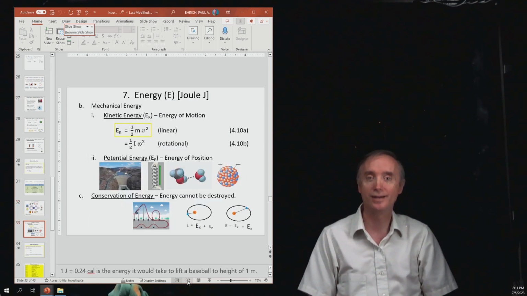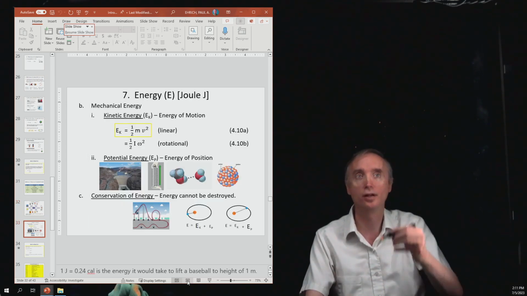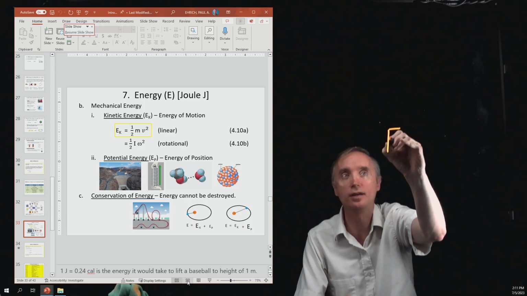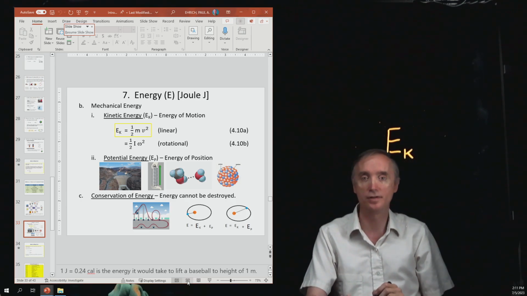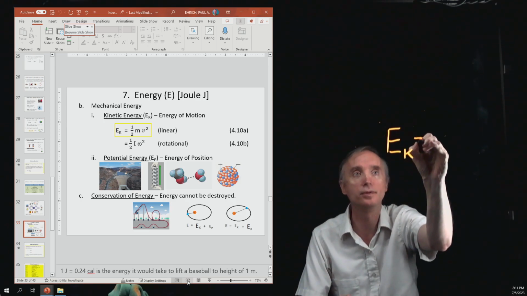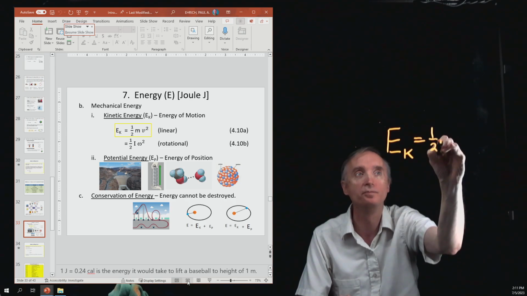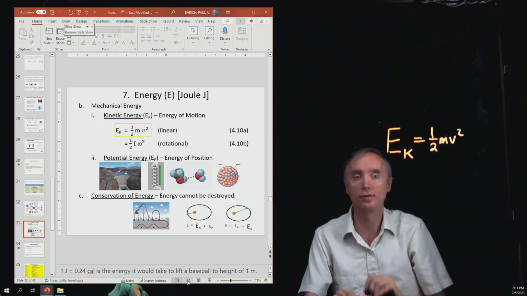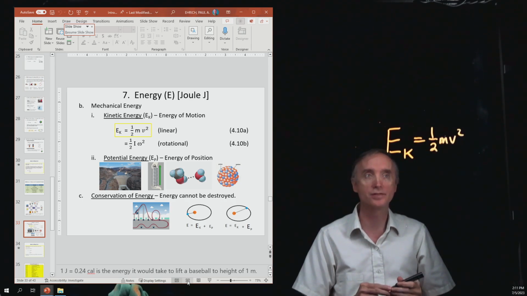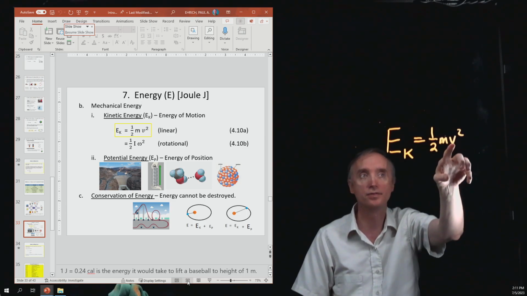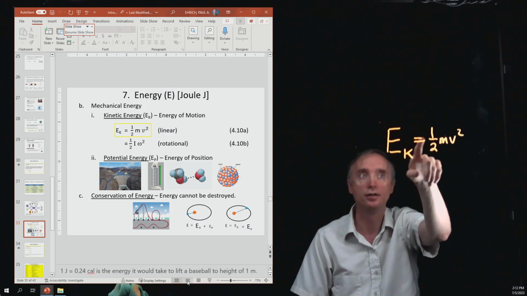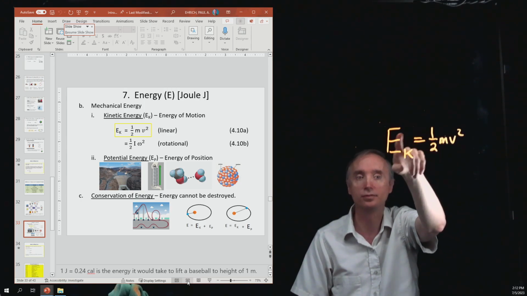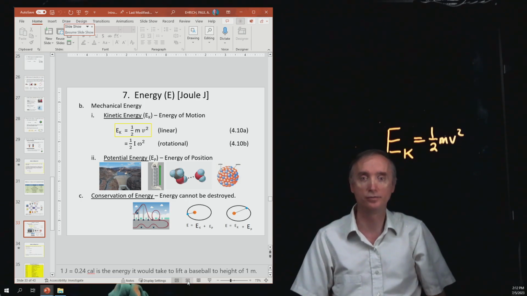So let's talk about kinetic energy. So this is a formula that you need to know. So E for energy, and then we put a K to indicate that it's kinetic energy, is going to be equal to 1/2 mv squared. So it's going to depend on the mass of the object and then the speed of the object. The faster it's moving, the more energy it's going to have. The bigger the object, the more energy it's going to have.